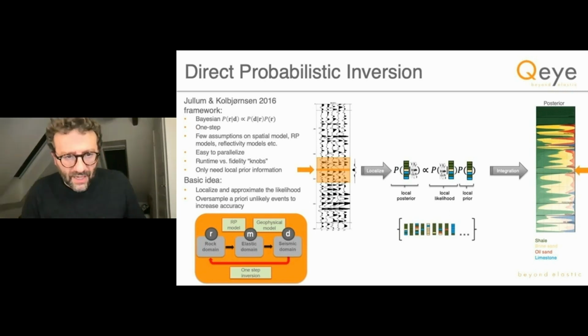So from a very high level, we embraced the framework that was set out in the paper by Ullum and Kolbjørnsen in 2016, where they developed the idea of a localized Bayesian one-step method. The good news is that it retains important spatial information, and it has very few limits on assumptions on the models you want to use. It's easy to parallelize. And the key concept is a clever use of localization in all three domains, with some efficient approximations on top.